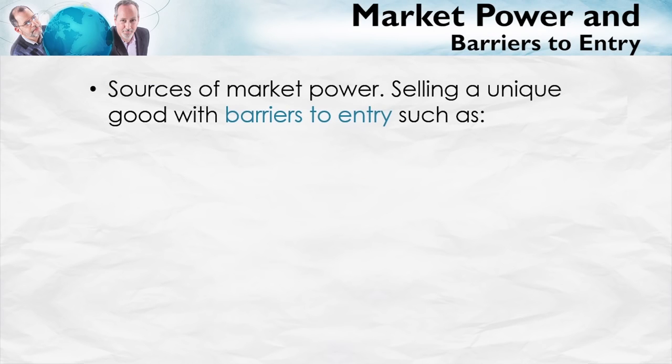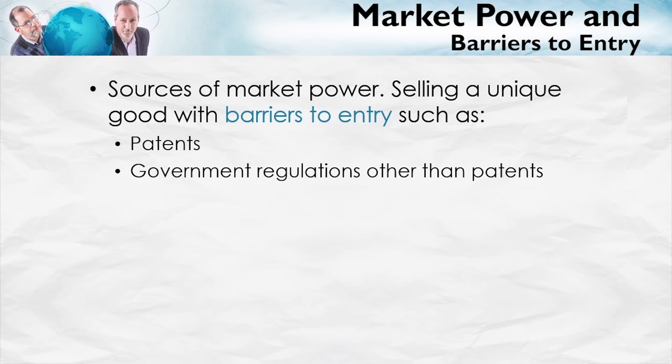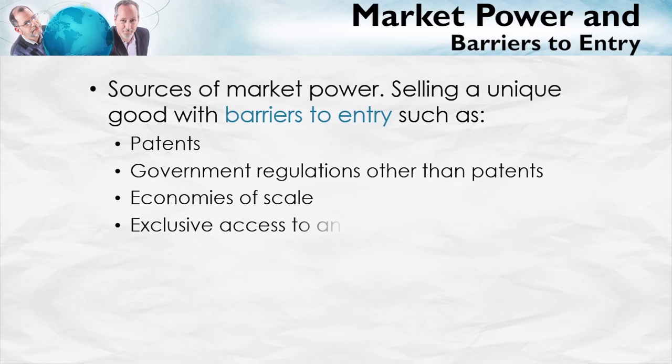Let's say a few words about the sources of market power. The basic idea is that a firm has market power when it's selling a unique good and there are barriers to entry, forces which prevent competitors from entering the market. Barriers to entry could include patents, as we've already discussed. There may also be other government regulations creating barriers to entry, such as exclusive licenses. Economies of scale can mean that a single big firm can sell at lower cost than any of many small firms, making it difficult to establish a competitive market even with free entry.